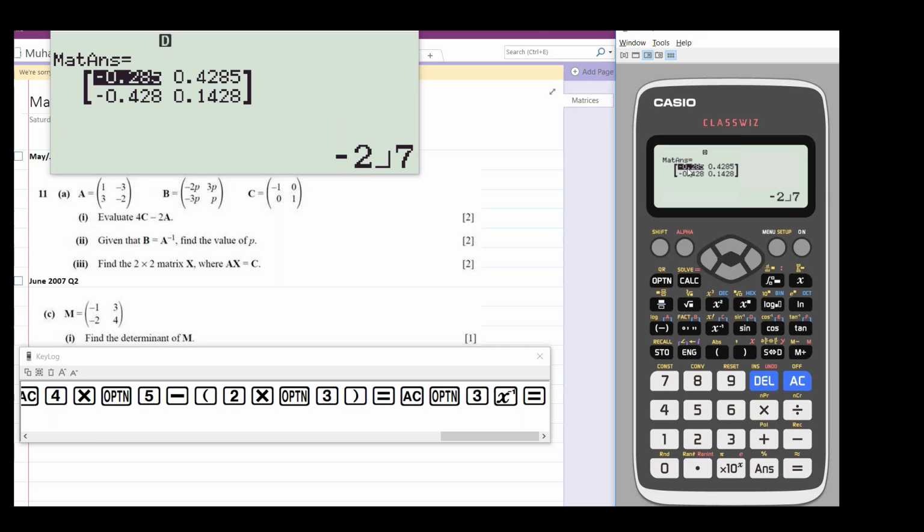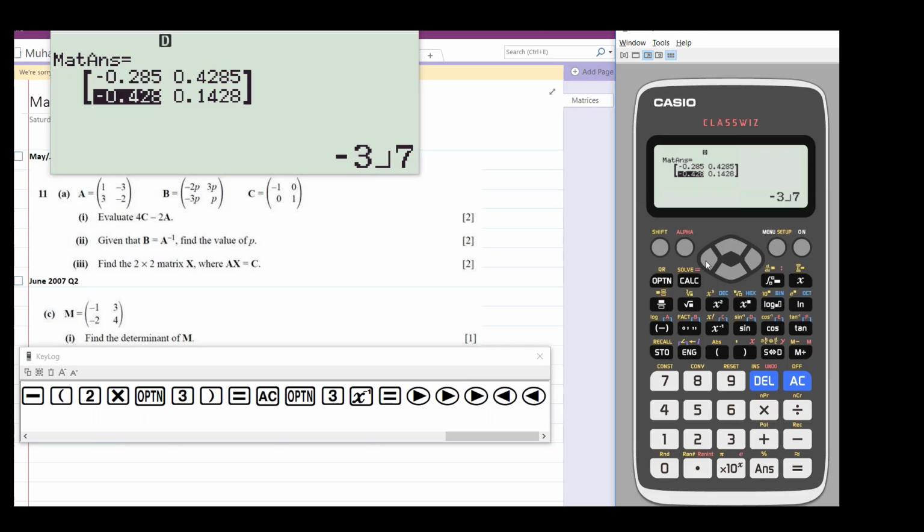Here the calculator is displaying the answer in decimals, but if you scroll you can see the equivalent fractions. So this is basically negative 2 over 7, and scroll, 3 over 7, negative 3 over 7, and 1 over 7. Now you have to equate negative 2 over 7 to negative 2p and then solve for p. So you have to do something manually and something with the calculator directly.